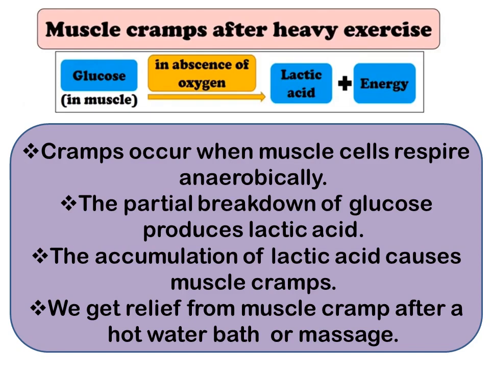I hope you understood what anaerobic respiration is and how it takes place in yeast, and then how it takes place in muscle cells, how our muscles respire anaerobically during heavy exercise, what the consequence of that is, and how we get relief from that problem, such as muscle cramps. I hope you understood this, and if you have any problem, ask me in the e-portal.